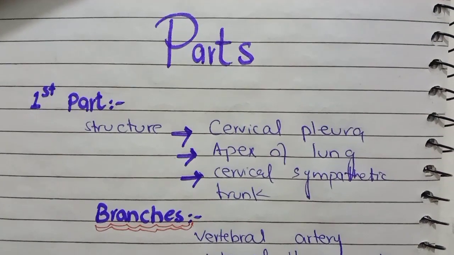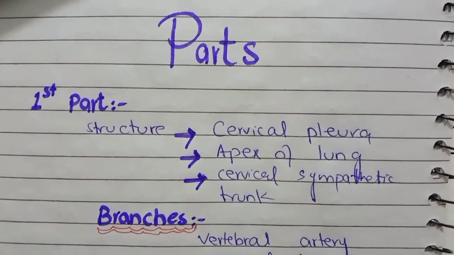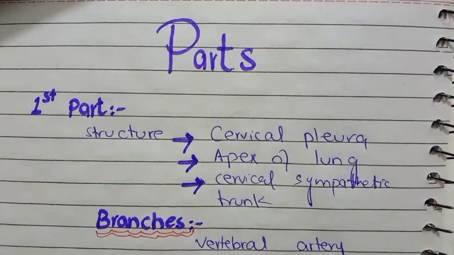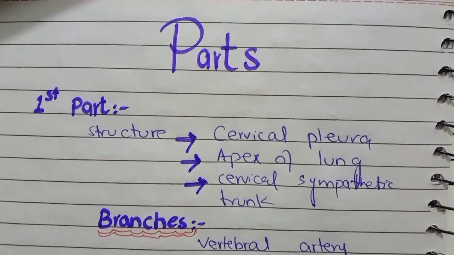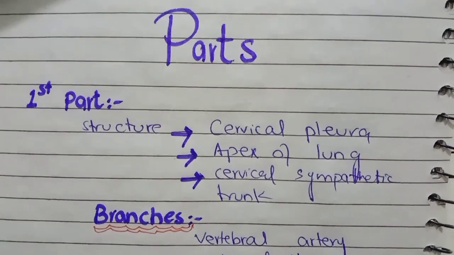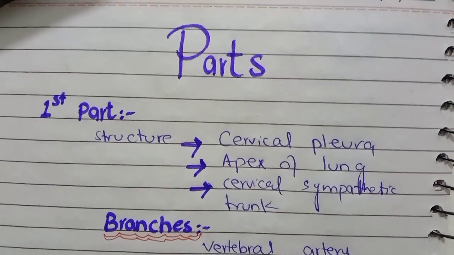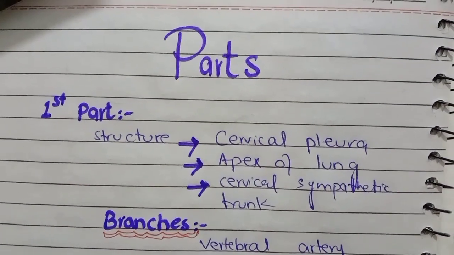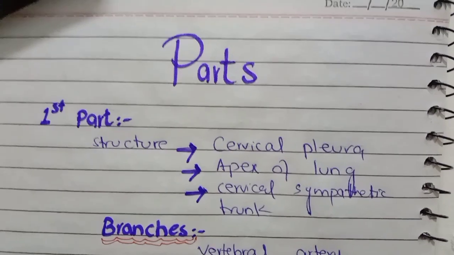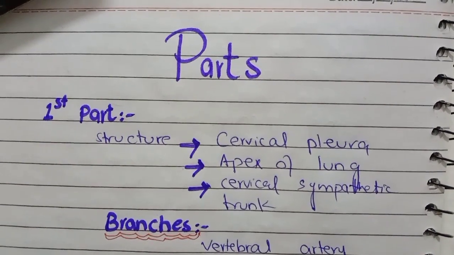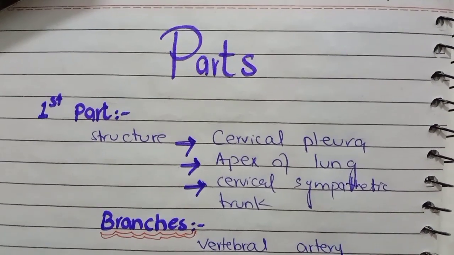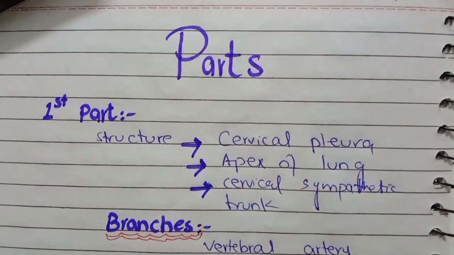In this video, we will talk about the parts of subclavian artery. The first part of subclavian artery lies medial to the anterior scalene muscles. And what are the structures which are related to this part? The cervical pleura, the apex of lung, lies posteriorly to this part along with the cervical sympathetic trunk.